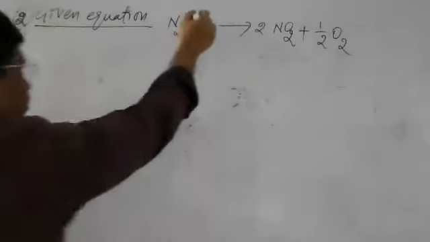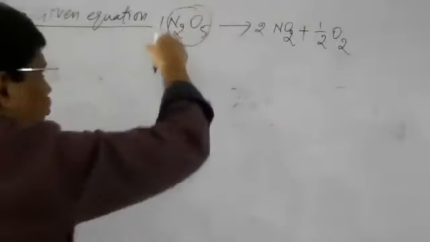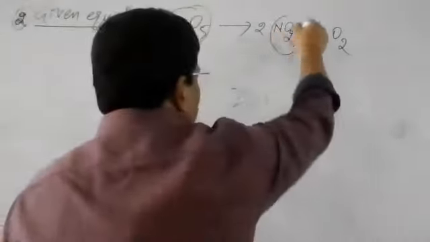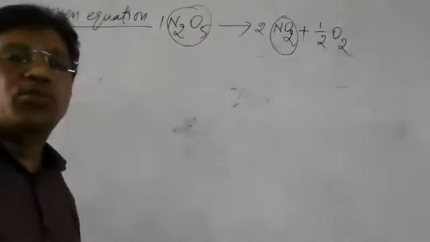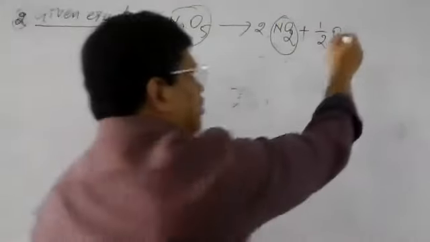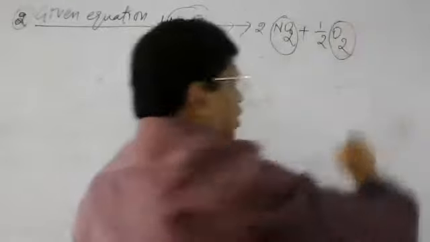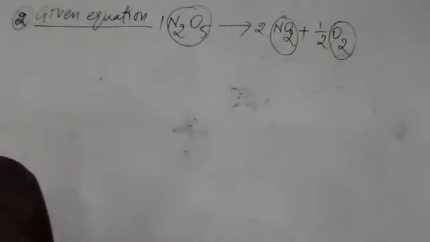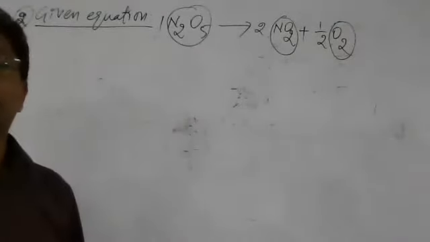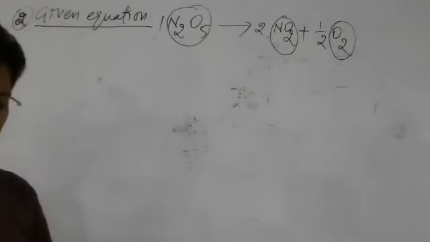Now, how many moles of N2O5 here? 1 mole of N2O5. How many moles of NO2 there? 2 moles of NO2. And how many moles of oxygen? Half mole, which means 1 by 2, 0.5 moles of oxygen is there. It is the given equation, right?